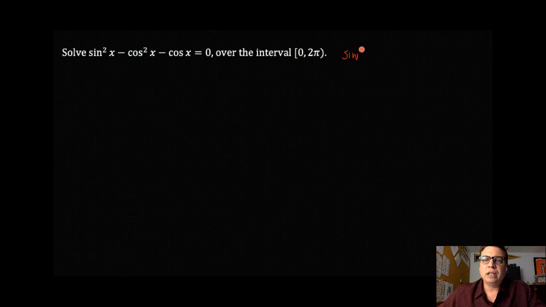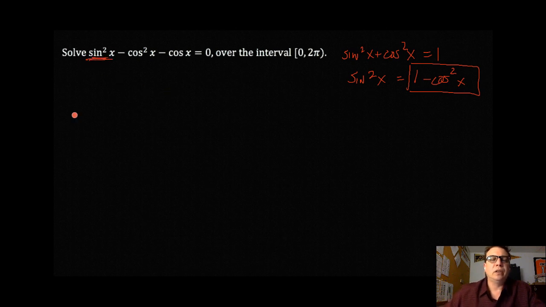So sine squared x plus cosine squared x is equal to 1. I need to change this sine squared x. I'm going to substitute. So I need sine squared x by itself. So sine squared x is equal to 1 minus cosine squared x. So I'm going to use this and substitute it in here. So now I end up with 1 minus cosine squared x minus cosine squared x again minus cosine x is equal to 0.